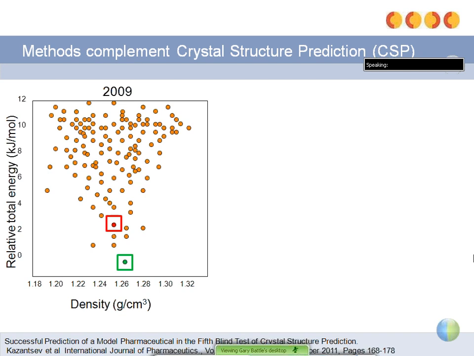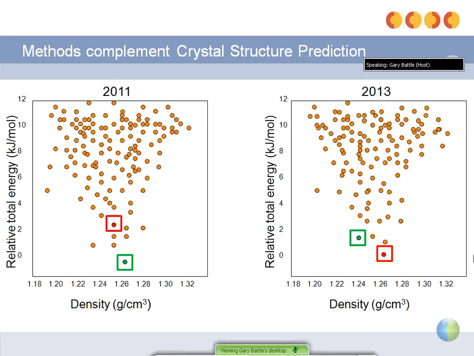Now, we're currently in a situation where this might happen. We might predict that the green structure on this plot has the lowest energy. We might conclude that that's the most stable polymorph, and we might choose to develop that form. But as we improve our methods, it's quite possible that we subsequently find that it's the red structure that is actually the lowest energy, and we wish we'd developed that.